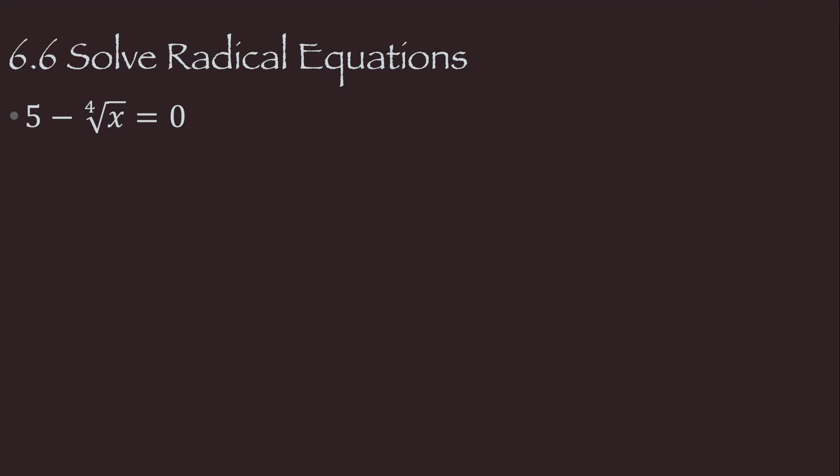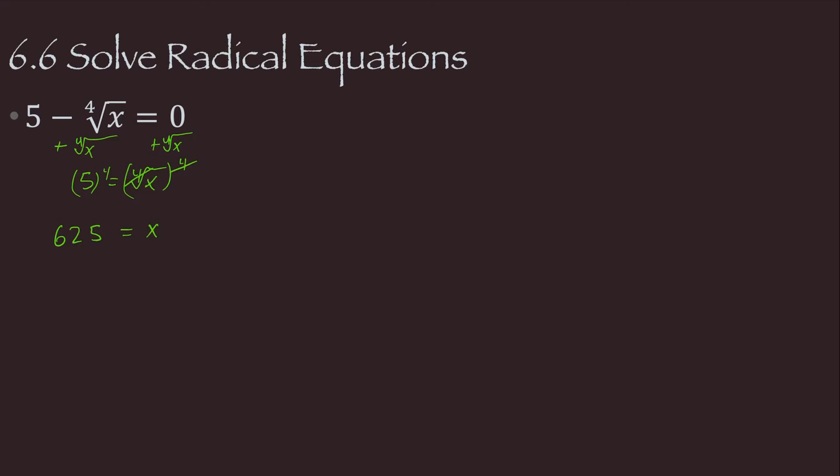So let's solve this. Well, I need to get the radical by itself, so maybe I'll start by adding the fourth root of x to both sides. And then my radical is isolated, so I'm going to do a fourth power. The fourth power and fourth root cancel, so x is 5 to the fourth power, which is 625.